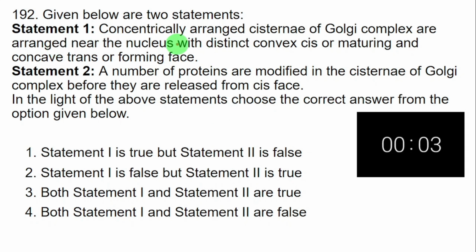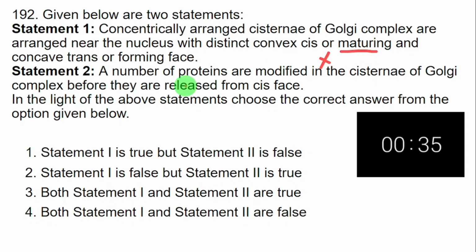Statement 1 says concentrically arranged cisternae of Golgi complex. So, sacs of Golgi complex are called cisternae. This is correct. And they are concentrically arranged. This is correct. Are arranged near the nucleus. Correct. With a distinct convex cis. Yes, cis is convex shaped. Or maturing phase. Maturing is incorrect. Cis is forming phase, and because of this, the statement becomes incorrect.